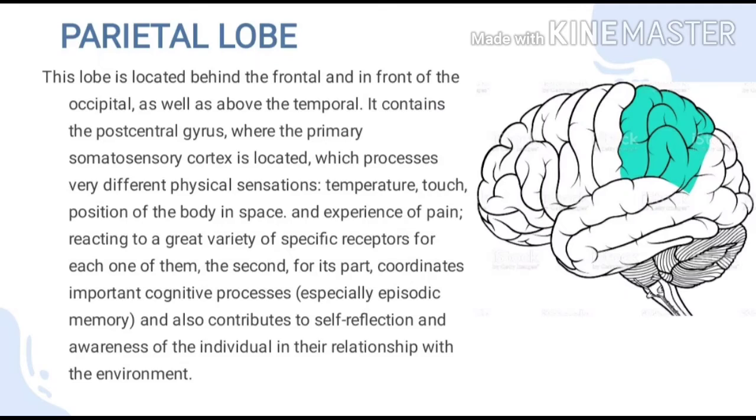Parietal lobe. This lobe is located behind the frontal and in front of the occipital, as well as above the temporal. It contains the postcentral gyrus, where the primary somatosensory cortex is located, which processes very different physical sensations: temperature, touch, position of the body in space, and experience of pain, given the great variety of specific receptors for each one of them. It also coordinates important cognitive processes, especially episodic memory, and contributes to self-reflection and awareness of the individual in their relationship with the environment.